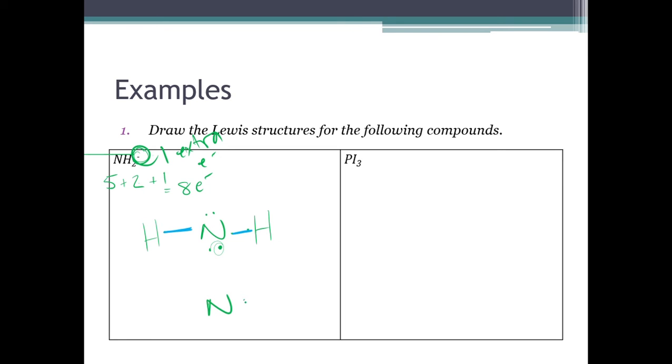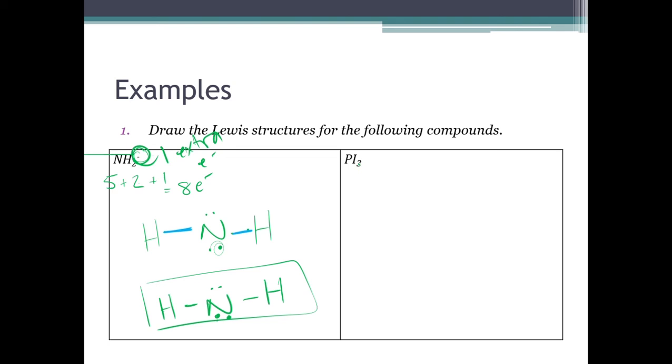We've got nitrogen in the center, bonded to a hydrogen on each side, and then 2 electrons on our central atom. We need 8 electrons in total. We've used 2, 4, 6, 8. Nitrogen has 8. Each hydrogen has 2. All set there. All right, last but not least, we have PI3, finally getting some different elements in here.